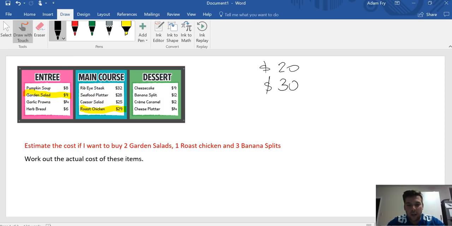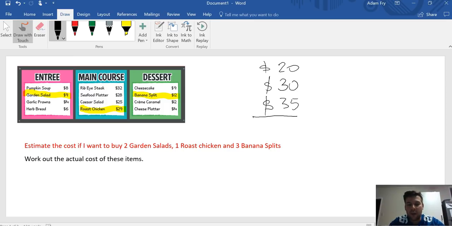The final thing that it's asking us is 3 banana splits. So 1 banana split is $12. Now, if we know our times tables, 3 times 12 is 36. So let's round that to the nearest 5, as I said, which would be 35, okay? So if we've got 3 of those, it would be $36, but let's round that to 35.